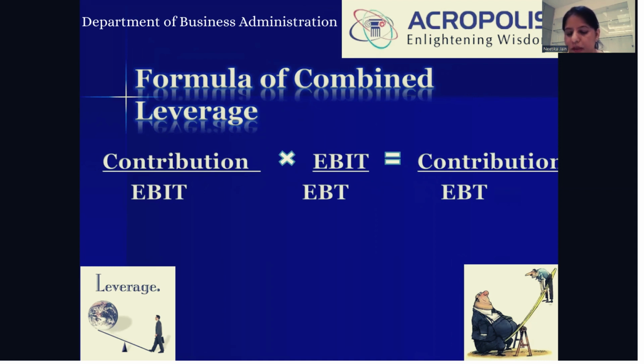Again, without the degree formulas, we also get this formula: contribution upon EBIT, which is the formula for operating leverage, multiplied by EBIT upon EBT, which is financial leverage. EBIT gets cancelled, and the answer we get is contribution upon EBT. So this contribution upon EBT is combined leverage.